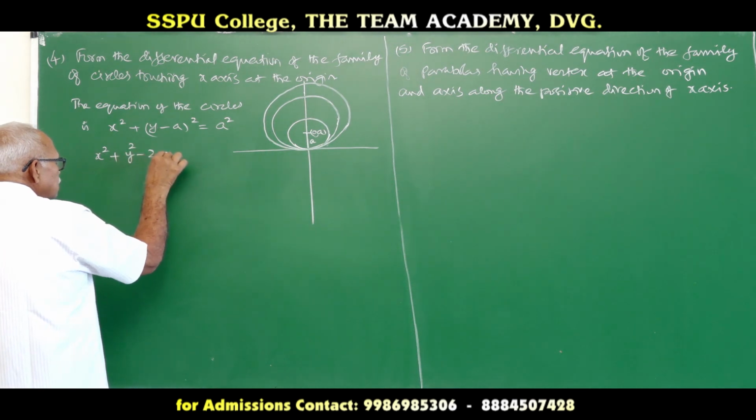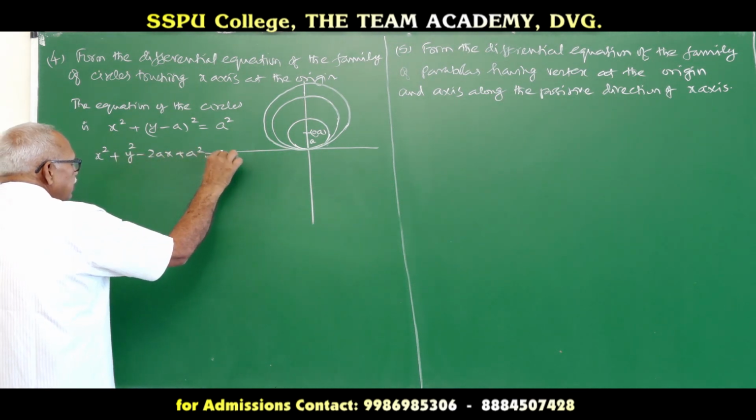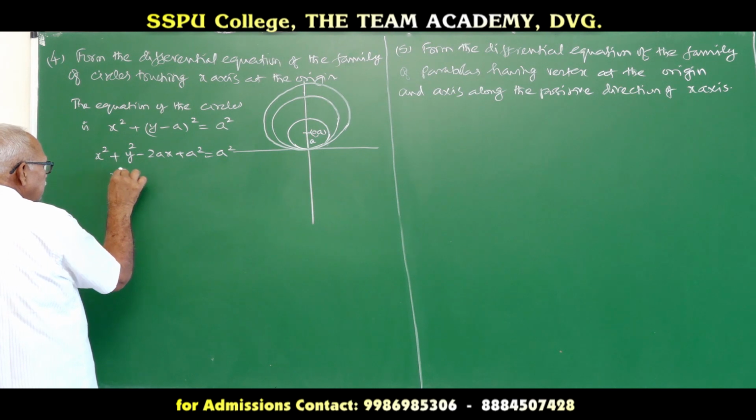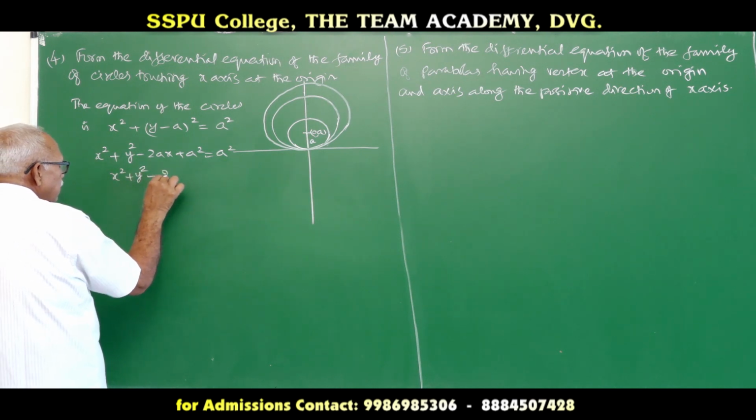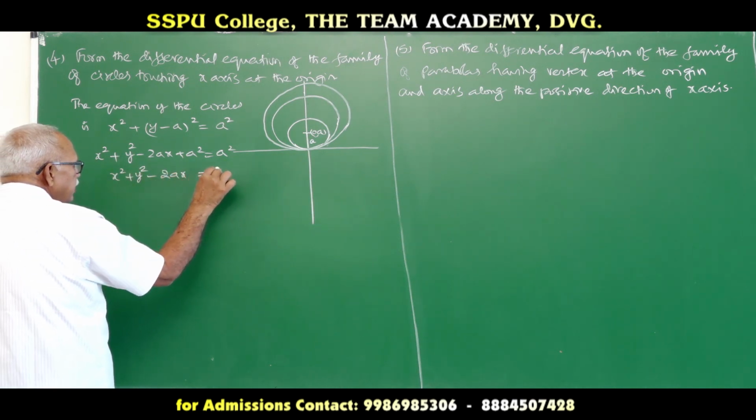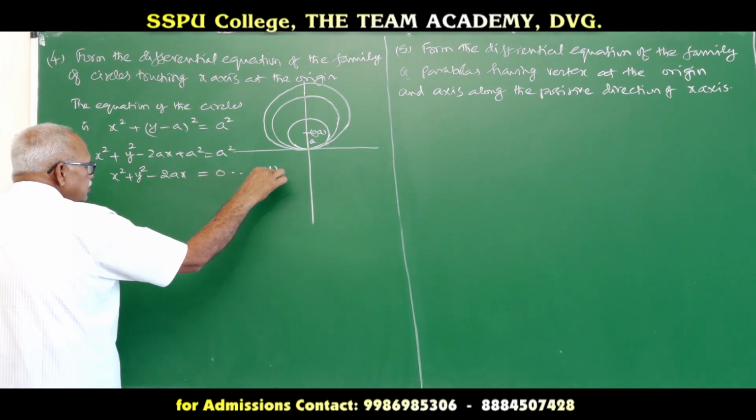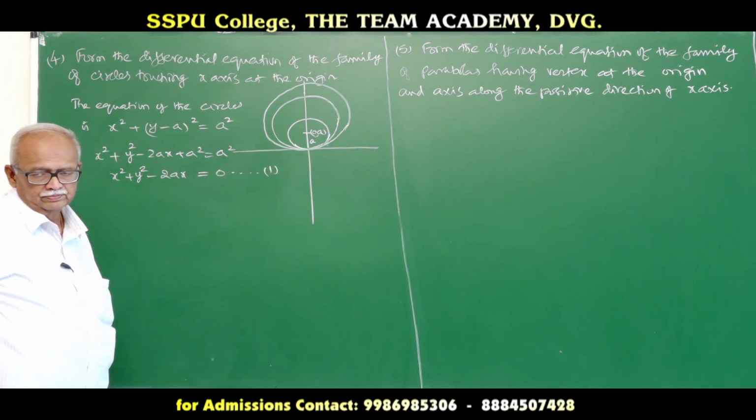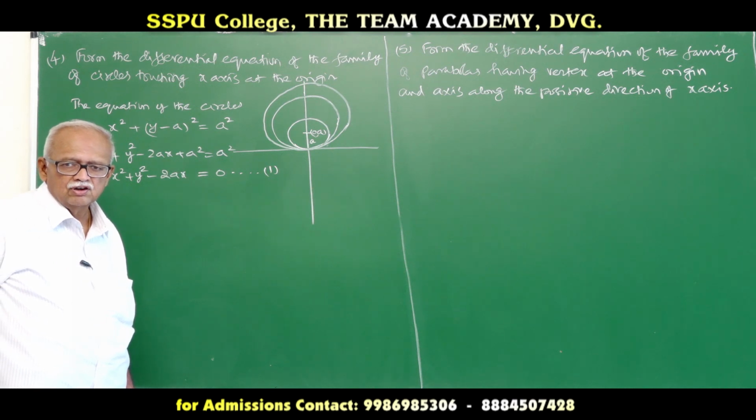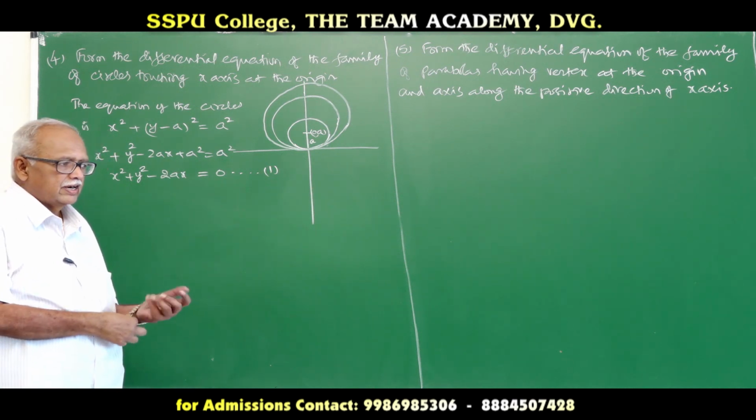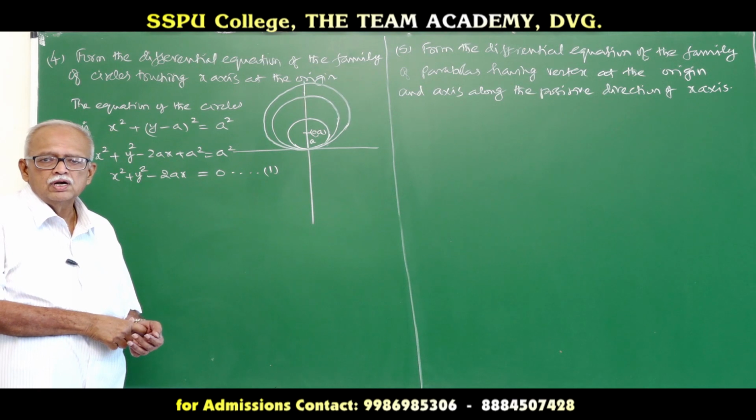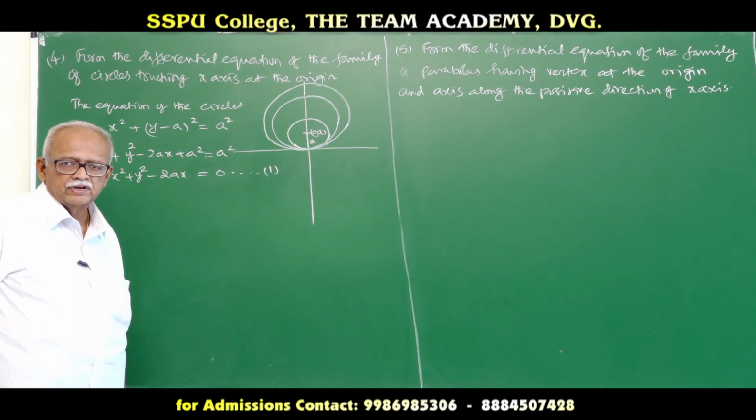y square minus 2ax plus a square is equal to a square. So, x square plus y square minus 2ax is equal to 0. So, this is the given equation of the circle. This is also called the general solution of the differential equation. Now, we have to go for forming the differential equation.